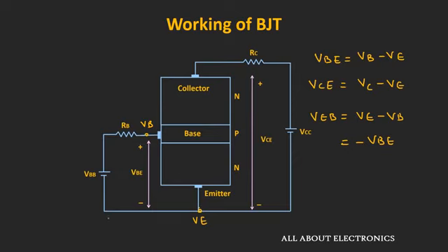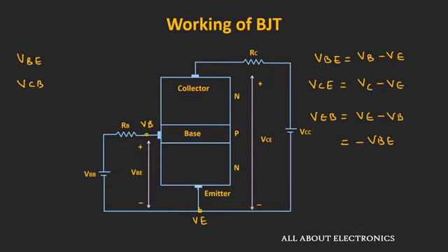So here this base voltage and the collector voltage are applied in such a way that the base emitter junction will get forward biased and the base collector junction will get reverse biased. That means over here the BJT is biased in such a way that this voltage VBE is positive and this voltage VCB is also positive.